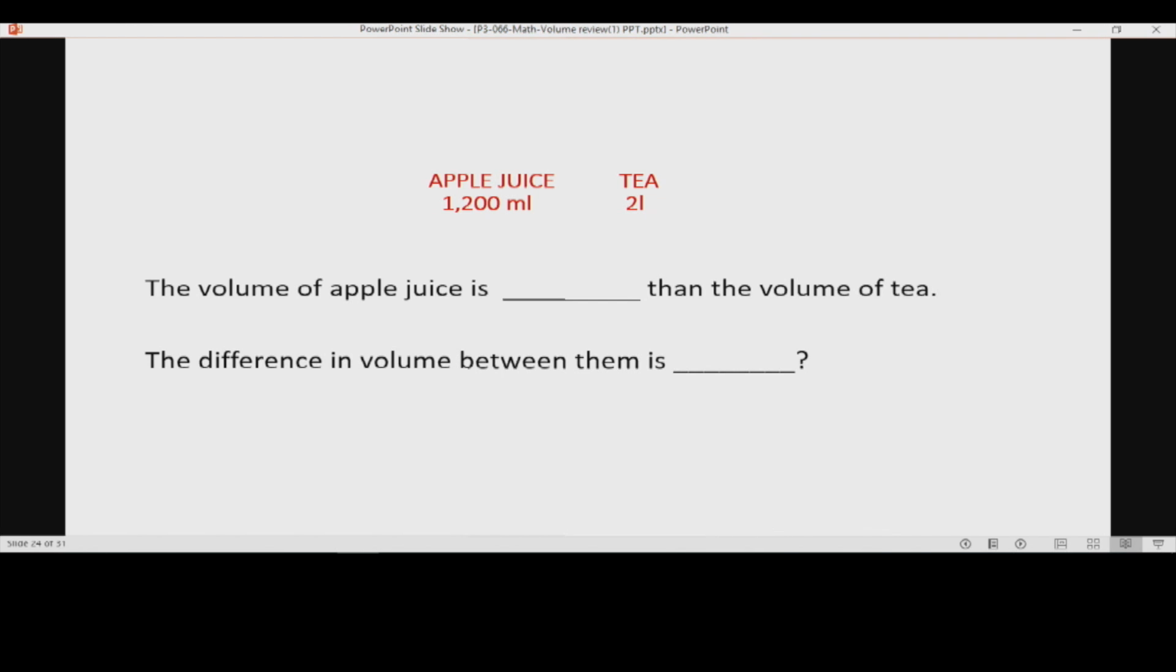The difference in volume between them, well, let's take a look. How many millilitres in 2 litres? 2,000. If we have 2,000 millilitres and subtract 1,200 millilitres, we get 800 millilitres. Excellent. So the difference in volume between them is 800 millilitres. Well done, guys.